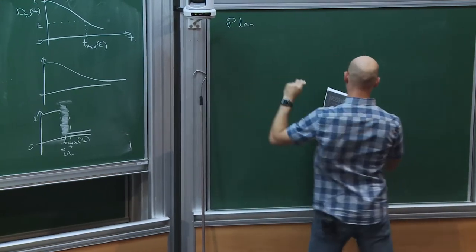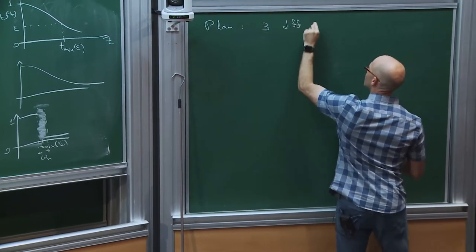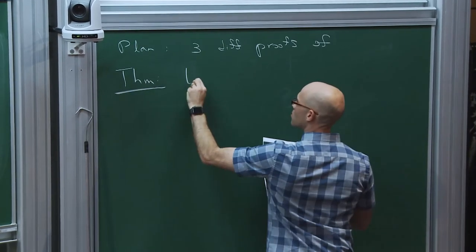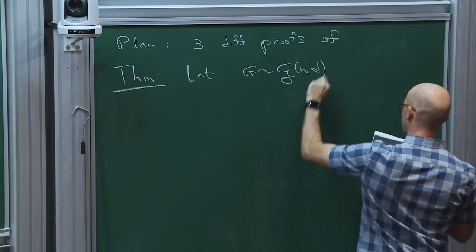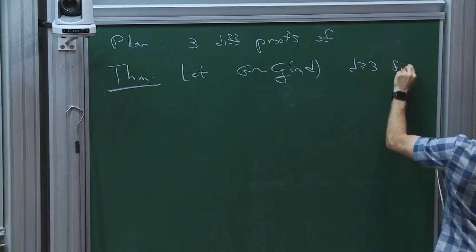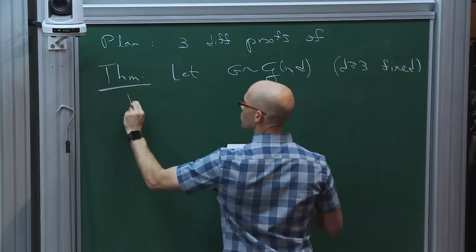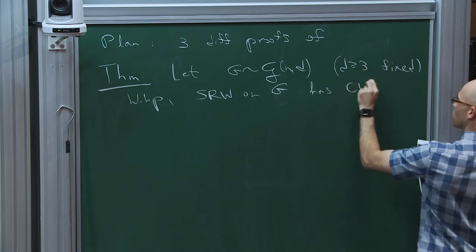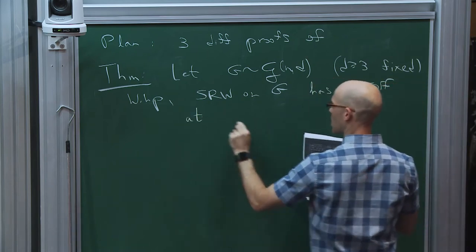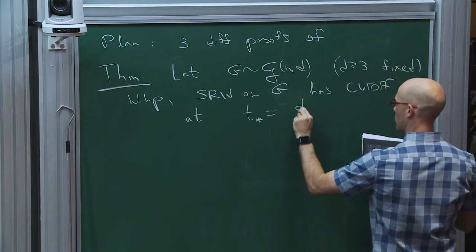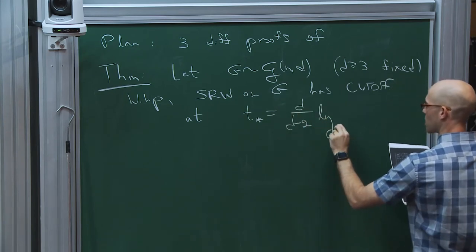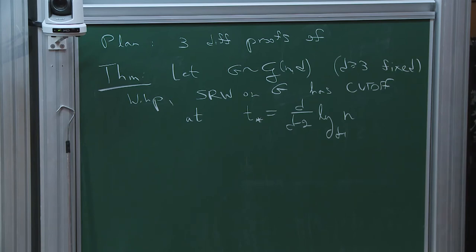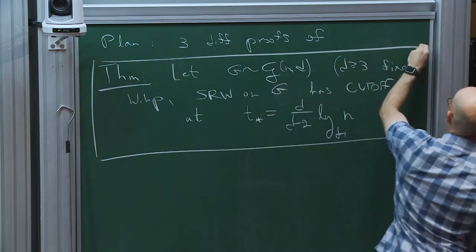So my plan is to give 3 different proofs of the following result. If you take G random d-regular, for d that is fixed, at least 3, then with high probability, simple random walk on G has cutoff at time d over d minus 2 times log base d minus 1 of n. It turns out that this is the right generalization of 3. So this is the result.